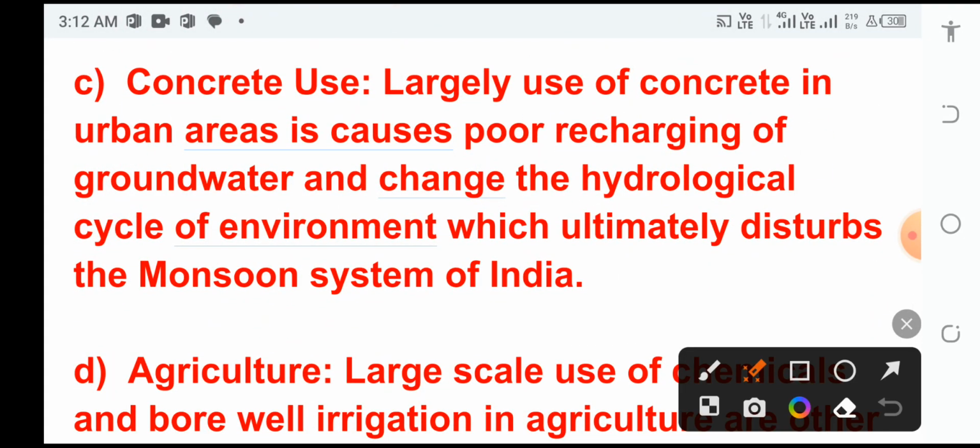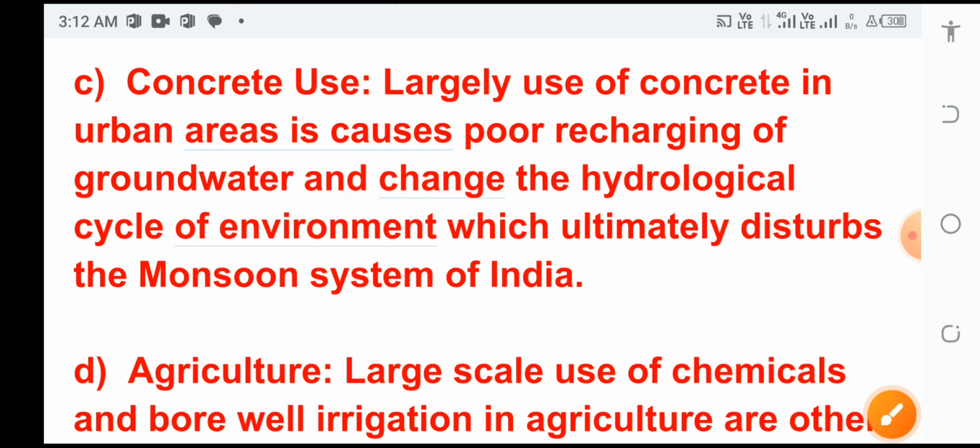Next is concrete use. Concrete use due to humanization is also a reason. Large use of concrete in urban areas causes poor recharging of groundwater and changes the hydrological cycle of the environment, which ultimately disturbs the monsoon system of India.